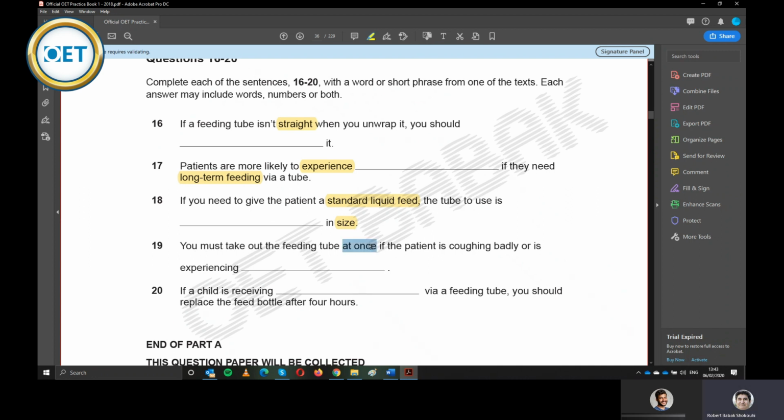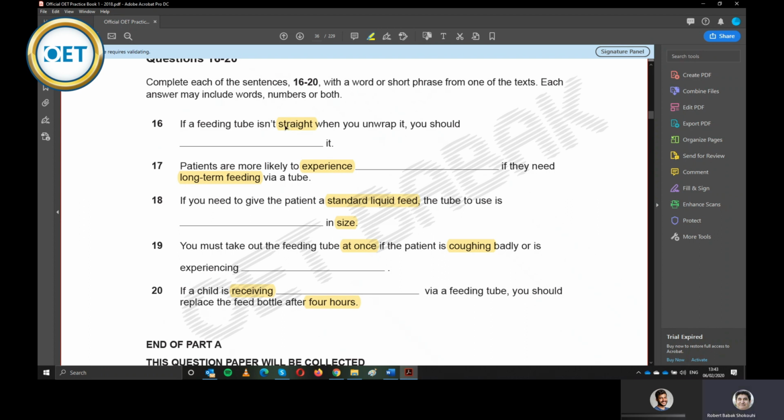If the patient is coughing badly or is experiencing probably shortness of breath, what should we do? If a patient is receiving what via a feeding tube, you should replace the feed bottle after 4 hours? So if you can remember all of these, that's fine. If not, then we go one by one.